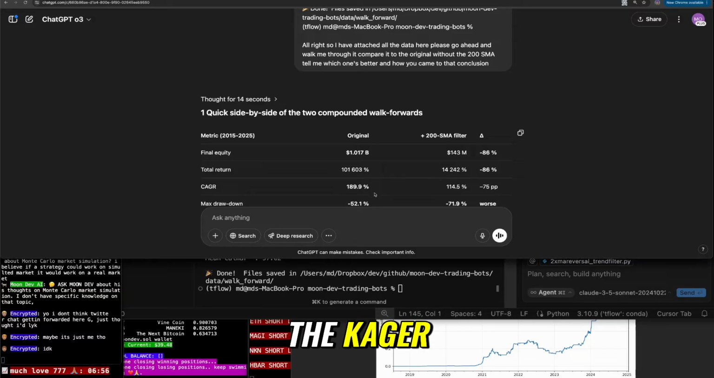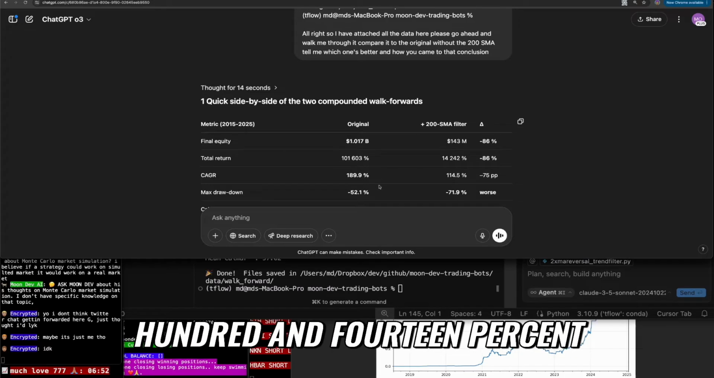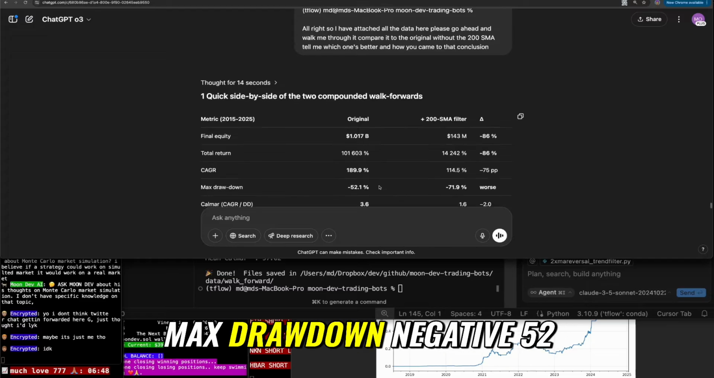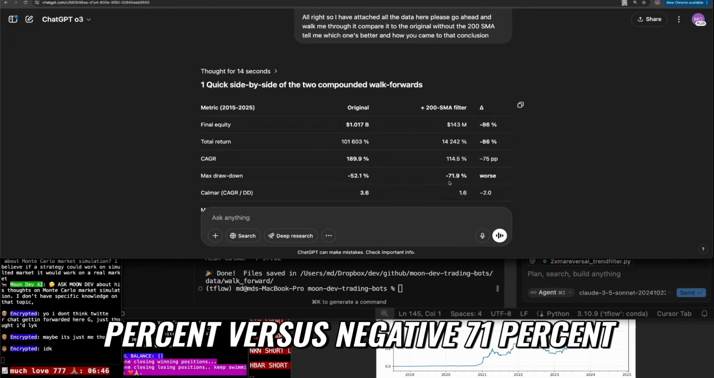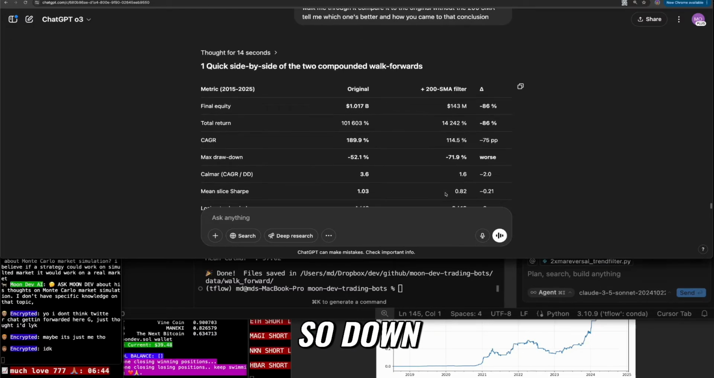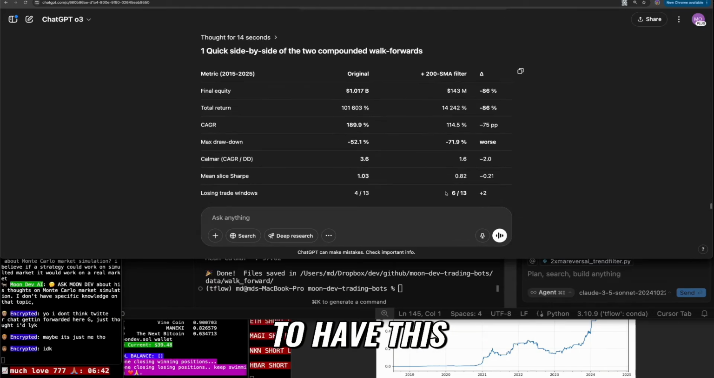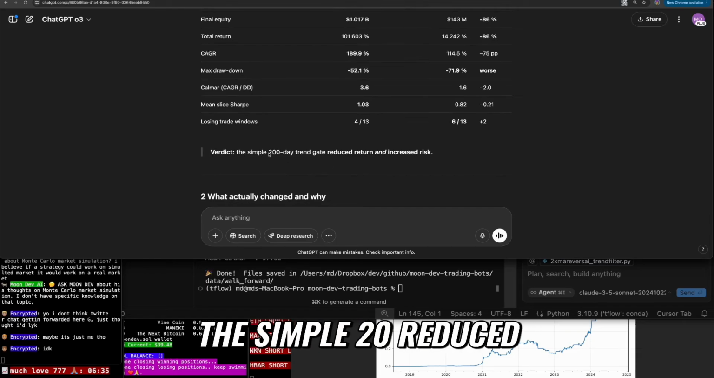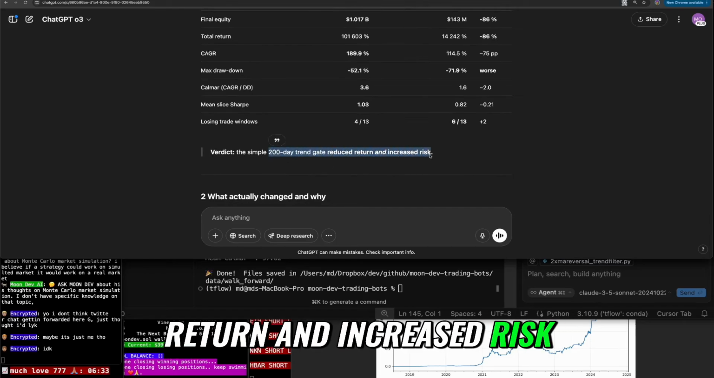So you can see the CAGR 189% versus the 114%, so down. Max drawdowns negative 52% versus negative 71%, so down. It's actually not better to have this. Mean slice Sharpe down, losing trade window up. Verdict: the simple 200 SMA filter reduces return and increases risk.